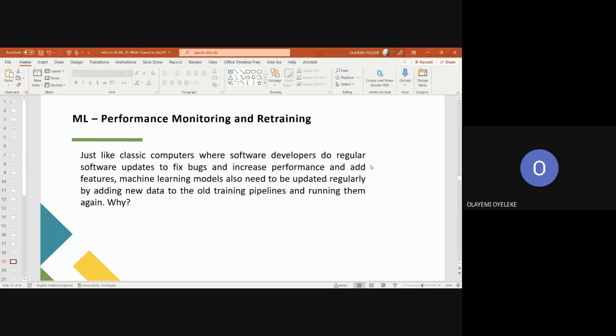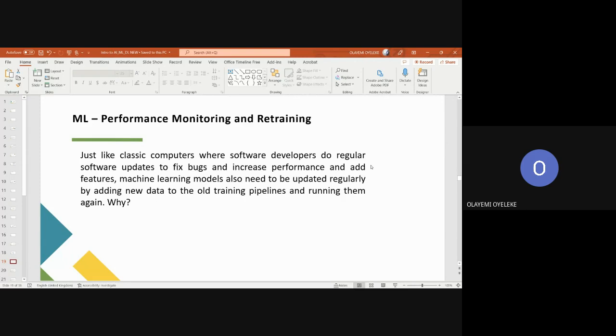It could also be some vulnerabilities or loopholes in the software, and they fix or block those loopholes, because hackers can take advantage of loopholes in software and hack it. So once they fix those loopholes, they will keep asking you to go back and update your software so that you can be protected. So in machine learning also, we don't train them and leave them, because data is changing.